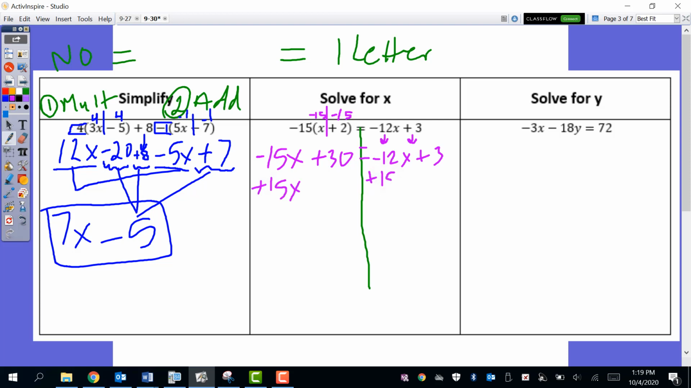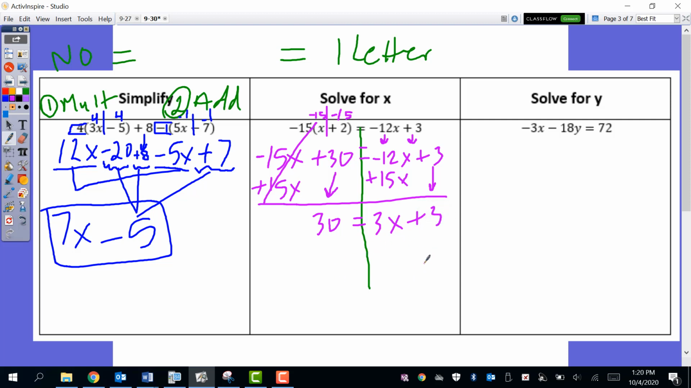Plus 15x. And I'm writing plus 15x underneath the other number that has an x. Okay, negative 15 plus 15 cancels out. Positive 30 is still on this side. Negative 12 plus 15 is positive 3x. And my positive 3 is left on this side as well. So I drop it down.